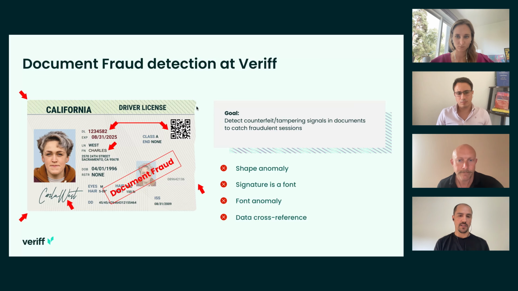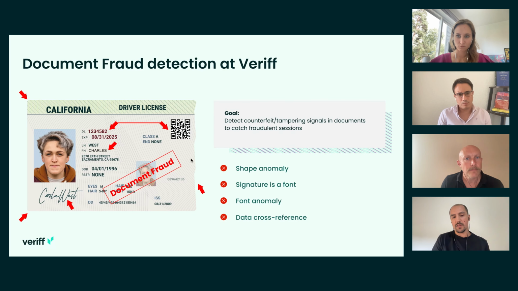Using this sketch, you can see already that, for example, the border of this document is cut, is not straight. Also, these corners are not round as they are supposed to be. For example, we can see the driver license number wouldn't match the driver license number that we will extract from the barcode. We could also see that some fonts here are different to the rest of the fonts in the document. We could see perhaps that the signature here, it's a fake signature, it's a font.